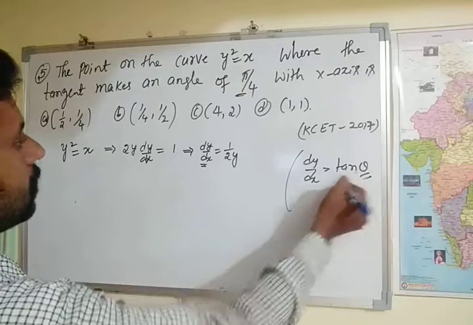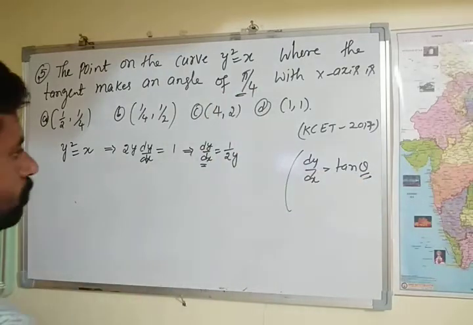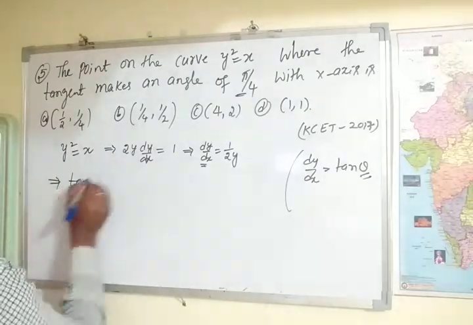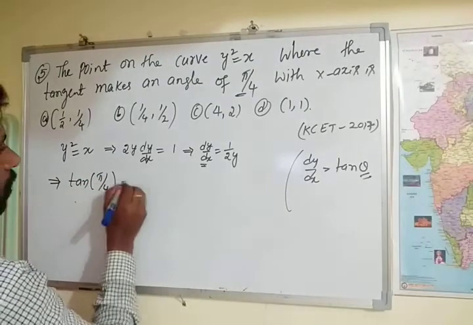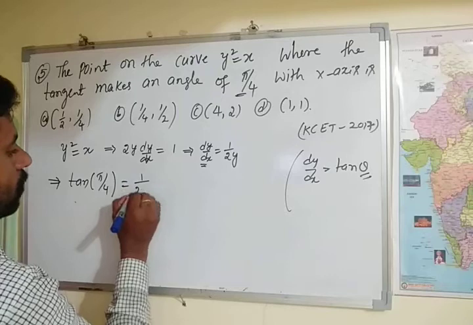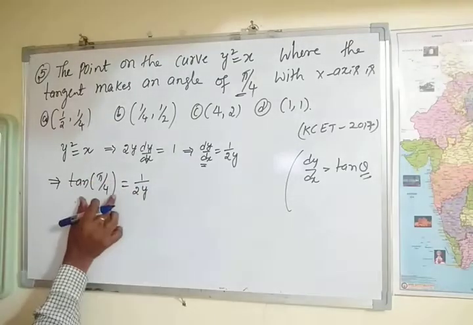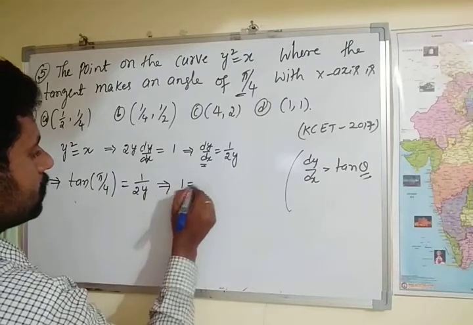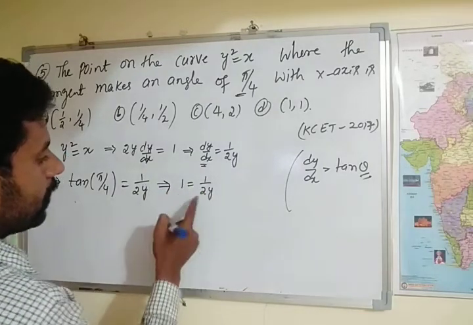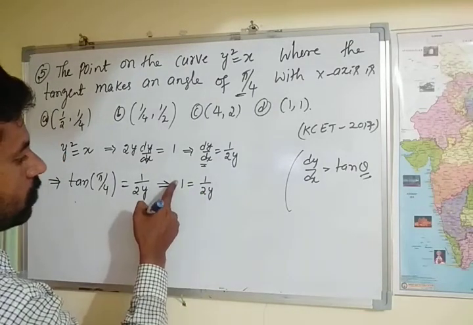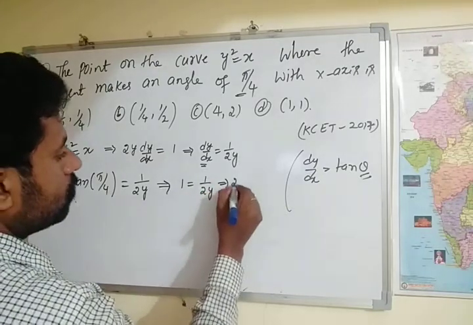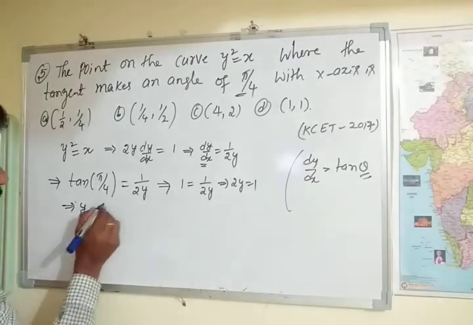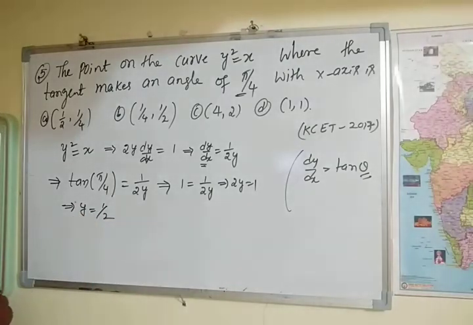The angle theta is pi by 4. Now this implies tan of pi by 4 is equal to 1 by 2y. The tan of pi by 4 value is 1. So 1 is equal to 1 by 2y. Then take cross multiplication. 1 into 2y is 2y. 2y is equal to 1. This implies y is equal to 1 by 2. See, the y value is 1 by 2.